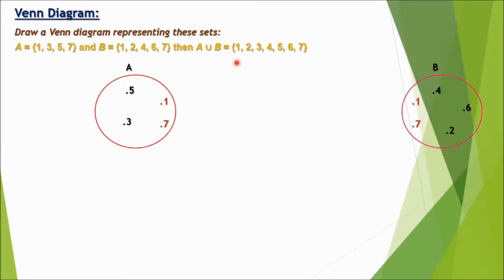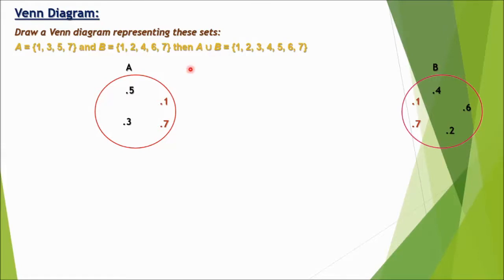But we have to consider while drawing any Venn diagram, not only A union B, A intersection B, but any other operation of sets: are there any common elements from both sets? See, 1 is common to both sets, and 7 is also common to both sets. We have avoided writing them twice, isn't it? We haven't written 1 and 7 twice. 1 and 7 are written only once without any repetition. So that's the perfect way to write A union B.